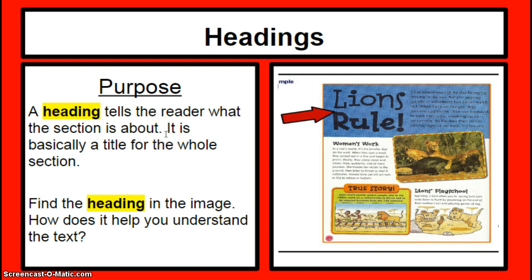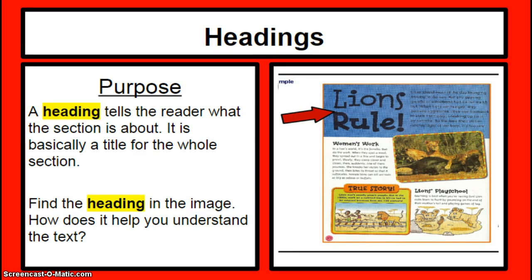So find the heading on the image to the other side here. How does this heading, where it says Lions Rule, help you understand the text? Pause here and talk to your partner about that. Okay, so let's move on.